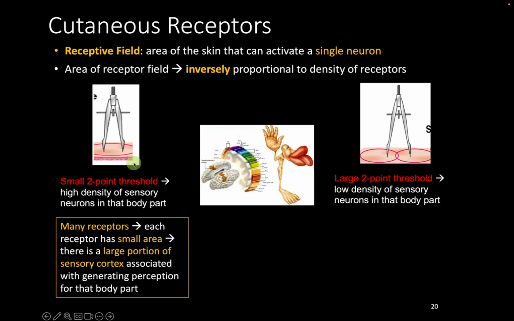So let's say you do the experiment and you get a really small 2-point threshold, like 2 millimeters, or you might even get 1 millimeter. What does that mean? Well, that means that at 1 millimeter, you were still able to detect 2 points, meaning there were two neurons that close together. So that means there's a high density of sensory neurons in that body part. For example, finger, right? Your fingers are very, very sensitive. You are able to detect things by using your touch, right? That's survival for humans. So you need to have very sensitive fingertips and hands, and even the palms, to discern what you are touching and what you are doing for survival.